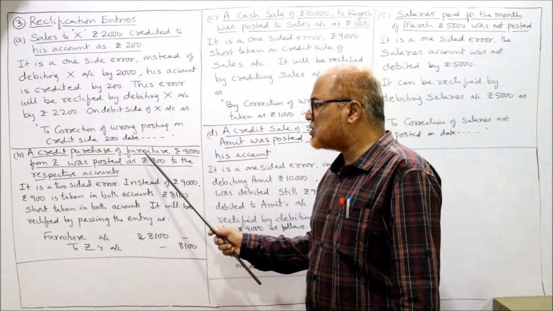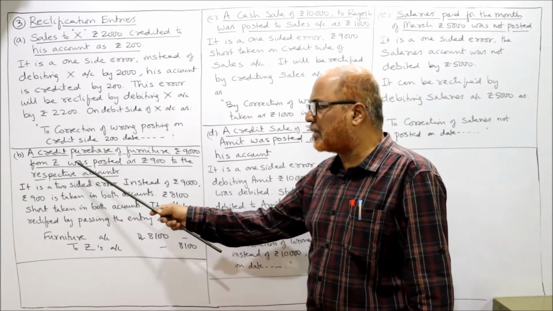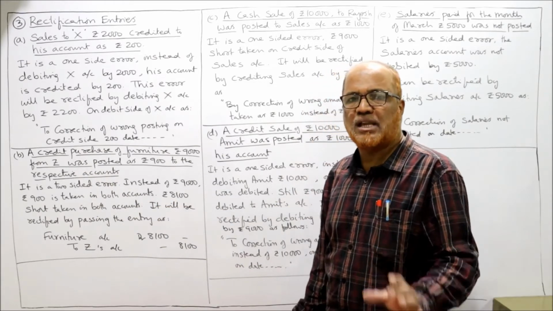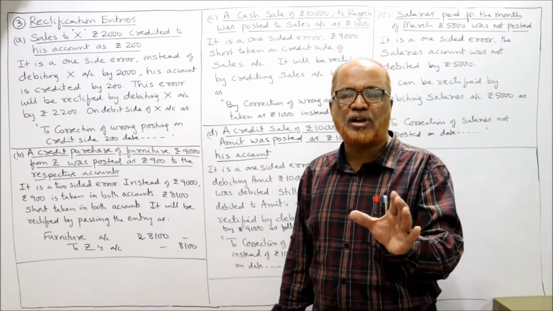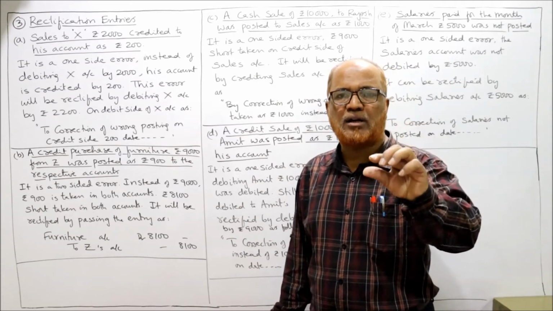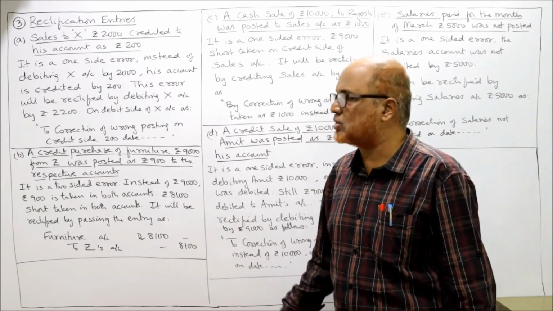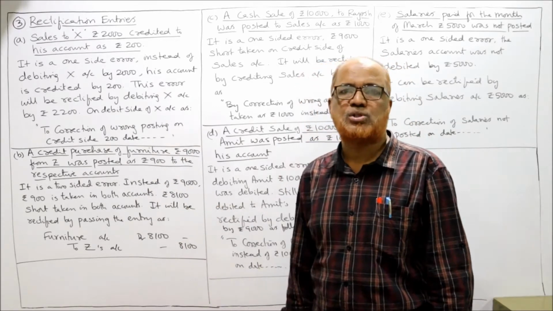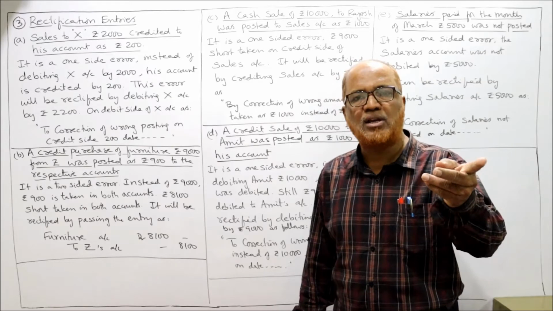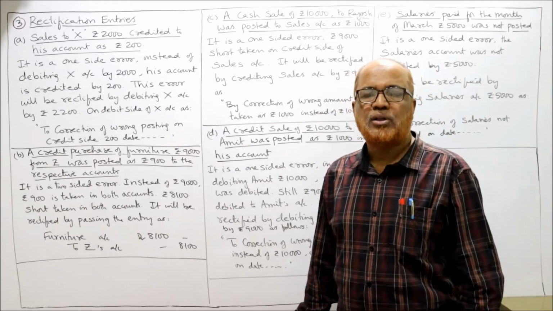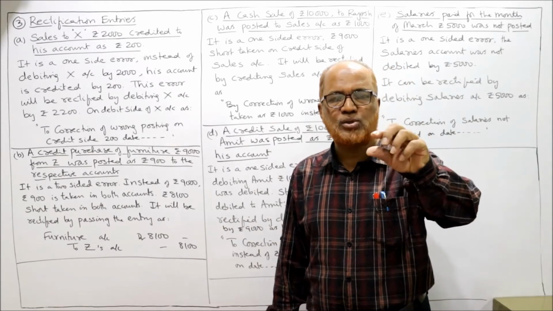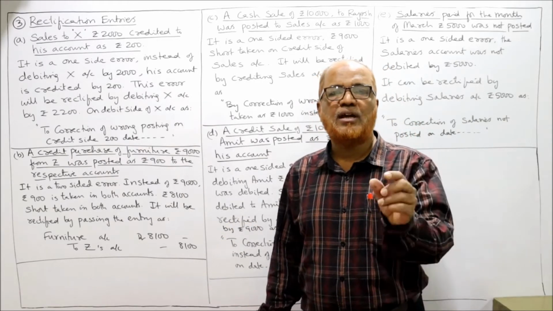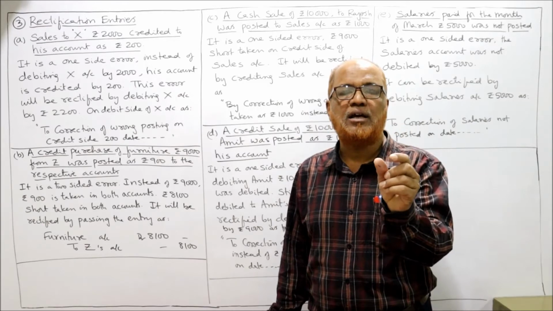Now, second error. A credit purchase of furniture rupees 9000 from Z. The journal entry is furniture account debit to Z account 9000. Was posted as 900 to the respective accounts. Respective account means both furniture account and Z account. The correct entry: furniture account debit to Z account. So instead of taking 9000, we have taken only 900 in both the columns.